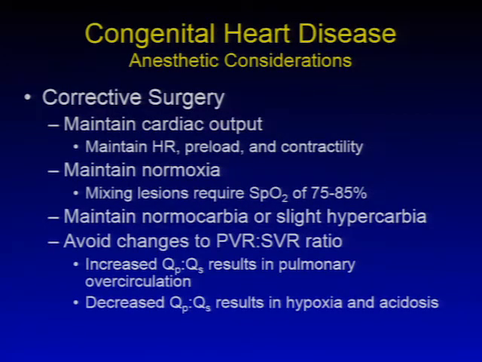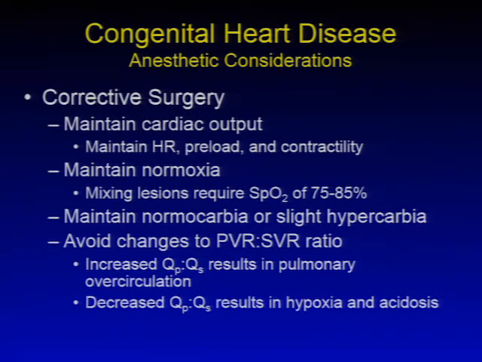Some anesthetic considerations with congenital heart disease depend on the type of surgery that is being considered. For instance, for corrective surgery, if the child coming to you is not in extremis, cardiac output needs to be maintained. In an infant, one of the most important components of cardiac output is the heart rate, and therefore the heart rate needs to be maintained or increased. In addition, preload needs to be appropriate, and contractility may need to be augmented with different medications, or at least maintained. Normoxia is also important.